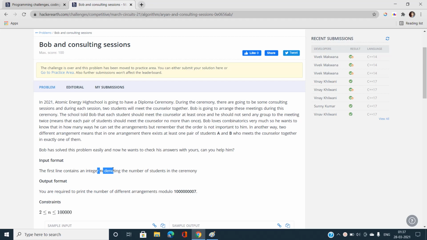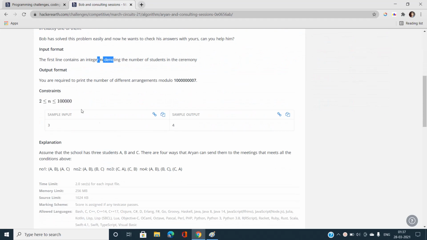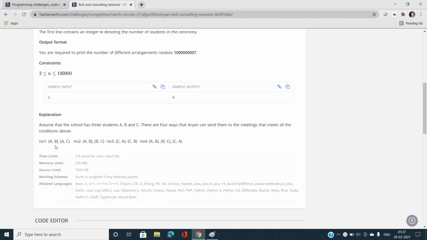So let's read out the constraints. It would be like 10 power 5. For n equal to 3, you can see AB and AC. Here you can see all three participants are involved, and every participant meets the counselor at least once, and this one is distinct from the others. Every participant is involved at least once, and the combinations are going to be distinct.